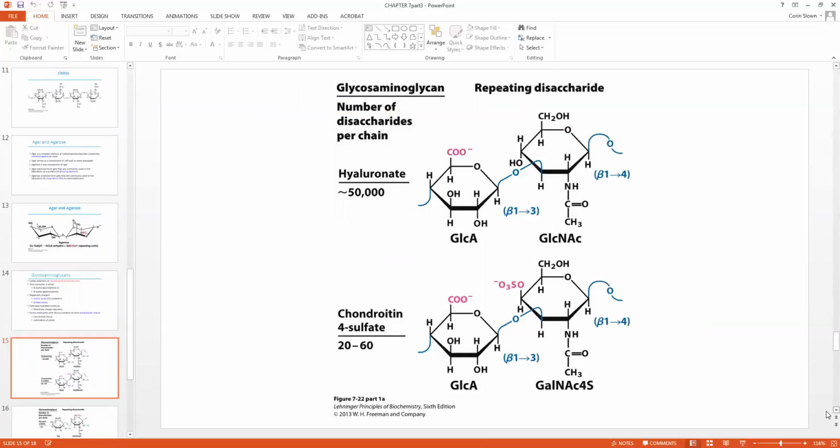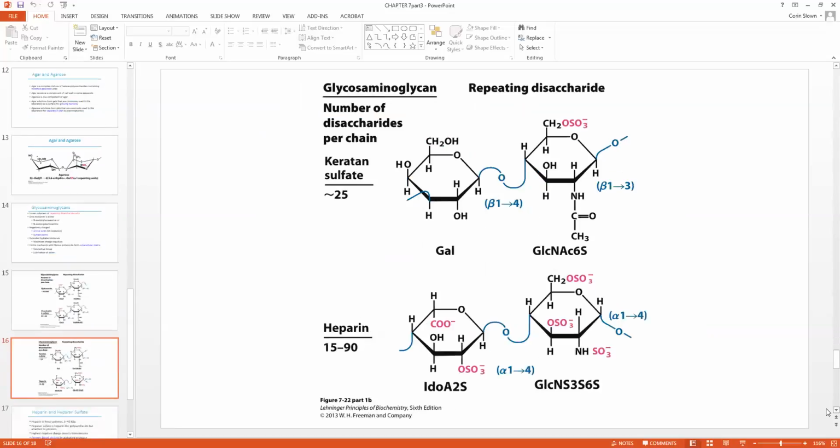And you can see the glycosaminoglycan here, where you have the repeating disaccharides. Hyaluronate and chondroitin are two great examples. So you can actually see the linkage between those two here, and also see the functionalization. And you can see the number of disaccharides per chain, say for example in keratan sulfate or in heparin.